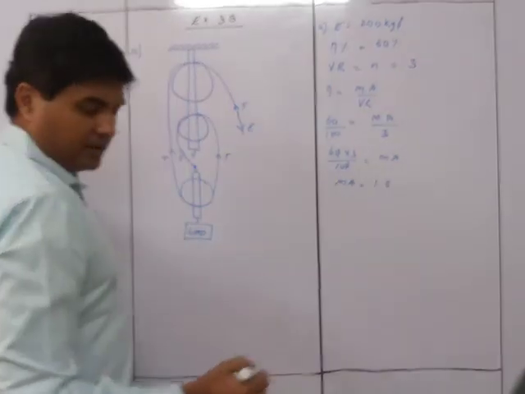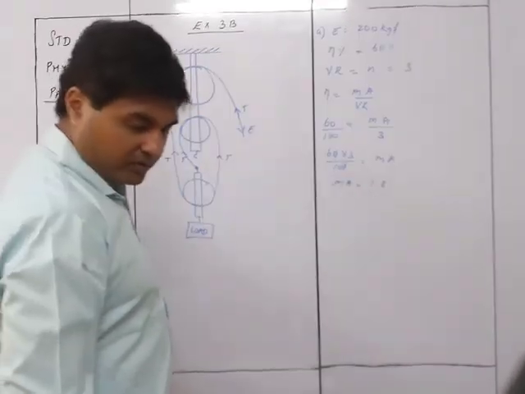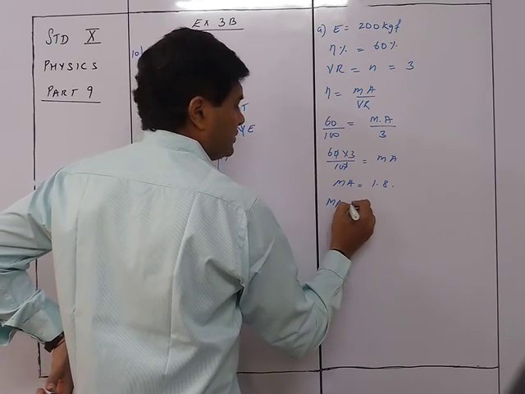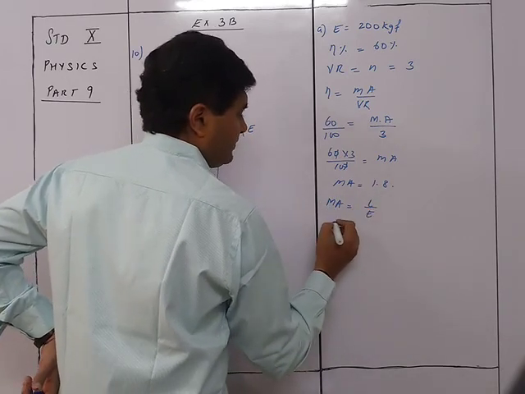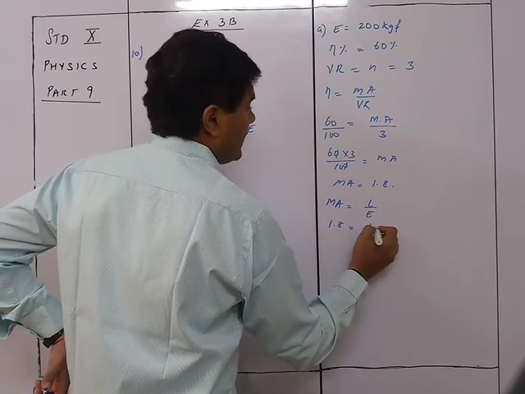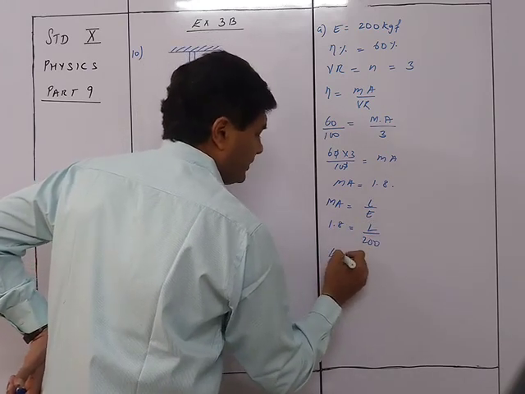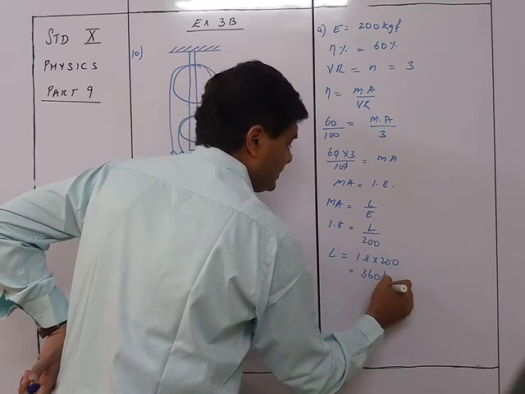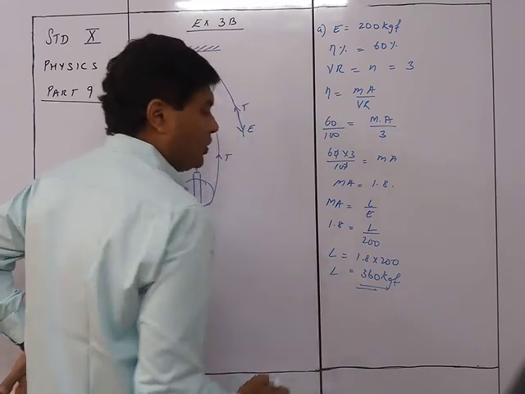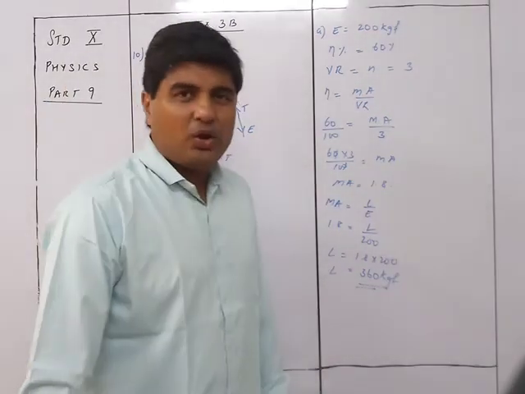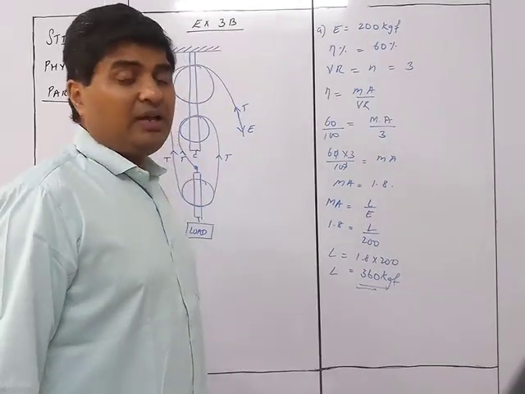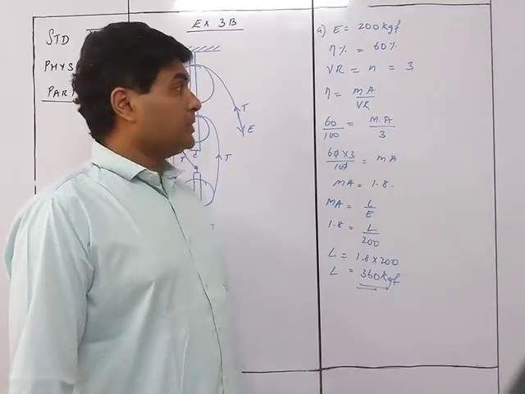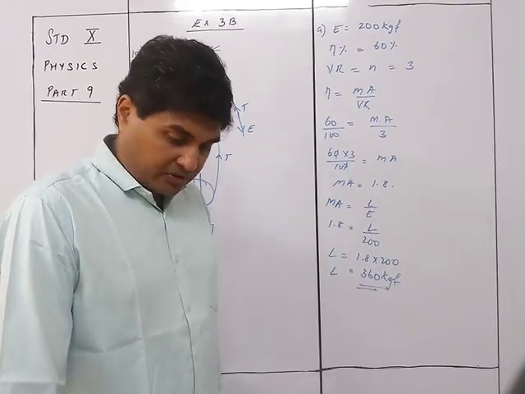Okay, MA is 1.8. Accordingly, what we need is to find out the load. We know that the effort was 200. So MA is equal to load upon effort. So 1.8 equals load upon 200. Therefore, load is equal to 1.8 into 200, which is 360 kgf. So if he is able to apply an effort of 200 kgf, he can lift 360 kgf with this machine having an efficiency of 60%.